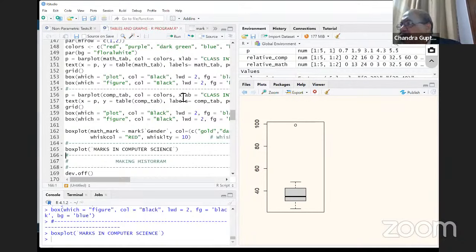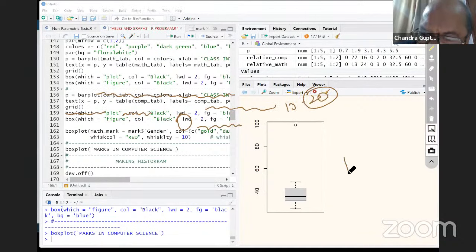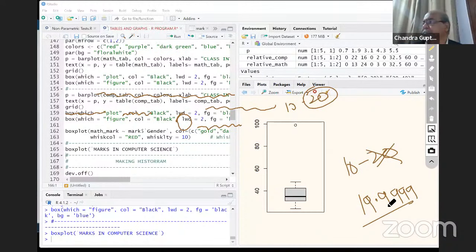Kavita, what's your question? Right argument means what? Right means that the right value is not included in the class interval. So if you say 10 to 20, 20 will not be included. This will be up to 19.9999, like that. That's the meaning of the right argument. Okay.